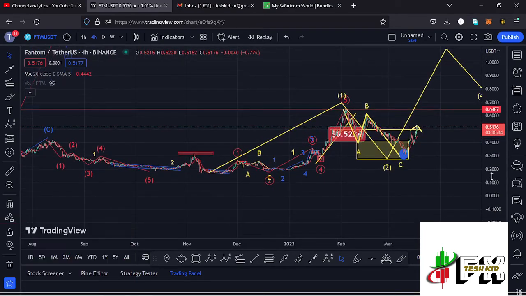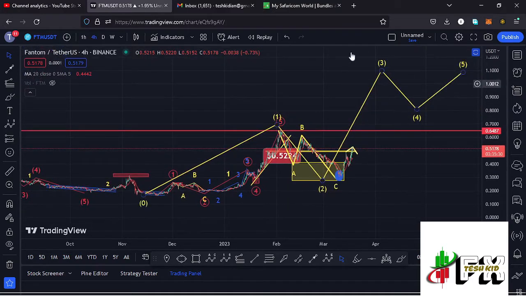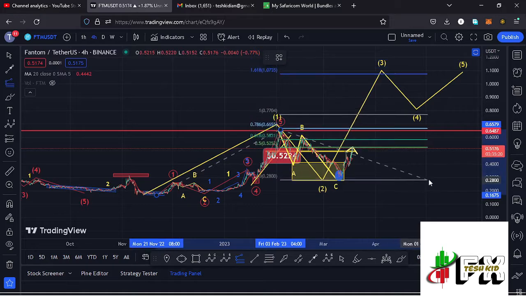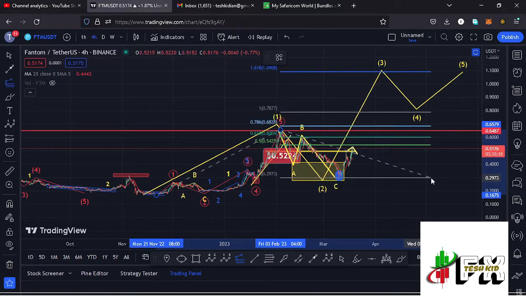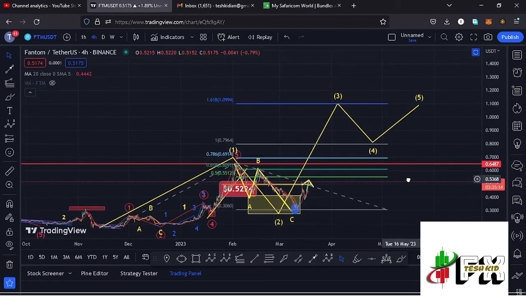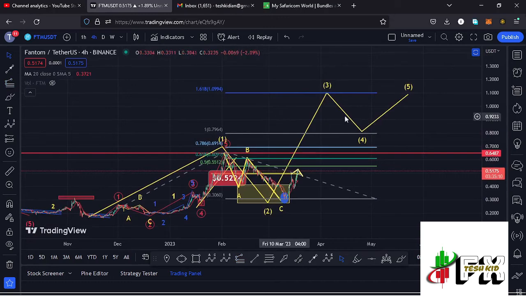And allow me to first sketch out a target area to the upper side in the formation of this wave 3 by connecting the trend-based Fibonacci from the low of the first wave to the high of that wave 1, then dragging the fibs to the low of the second wave, and that gives me a minimum target area to the upside in the formation of that wave 3 at the fib level 1.618, and that is at around the $1.0994 mark, and that is the minimum that I'm expecting that wave 3 to the upper side to do.